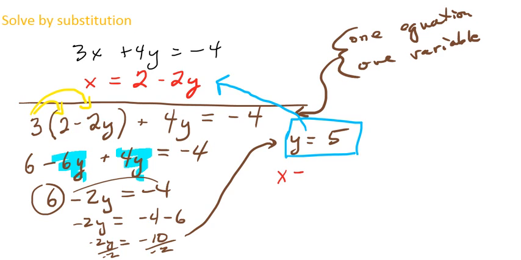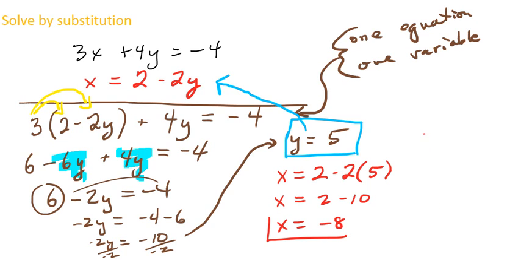So now x is going to equal 2 minus 2 times y, which is 5. X equals 2 minus 10. X equals negative 8. So it looks like so far we have the point negative 8, 5 as our final solution.